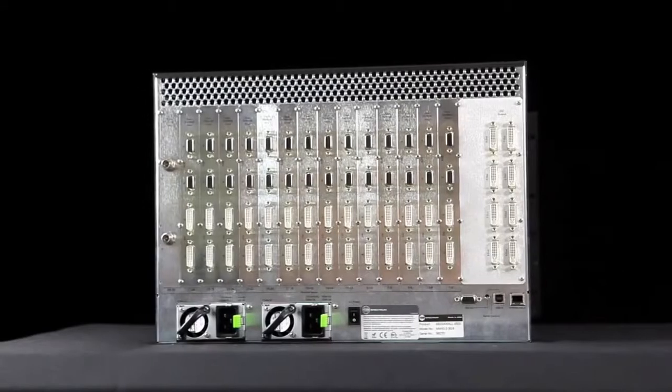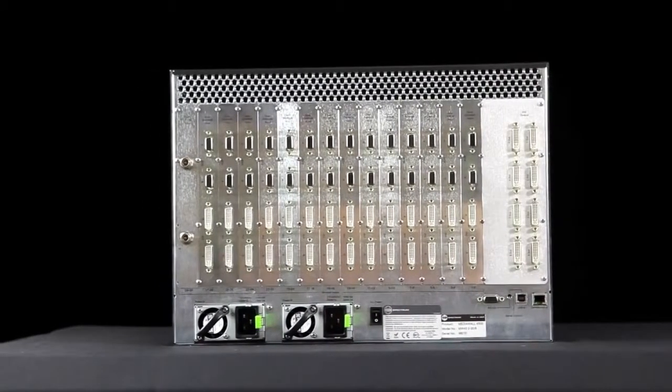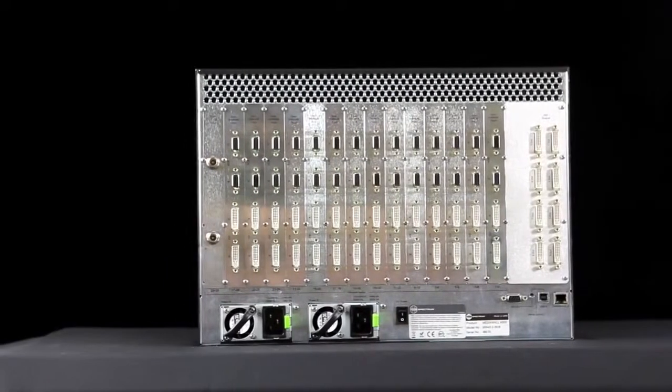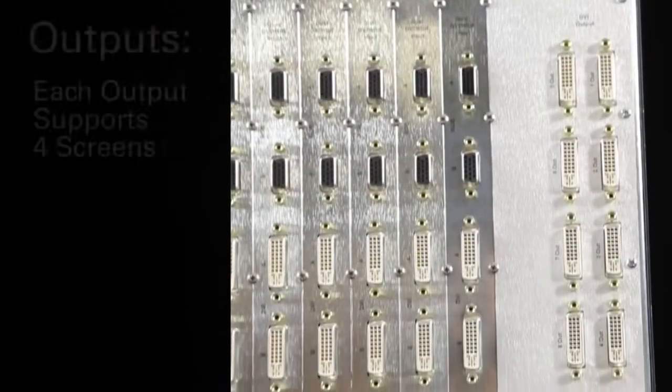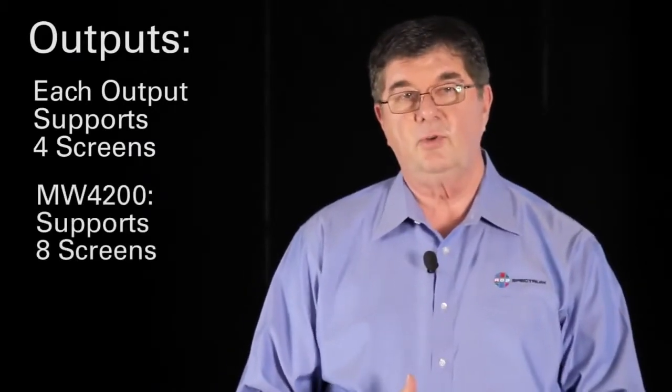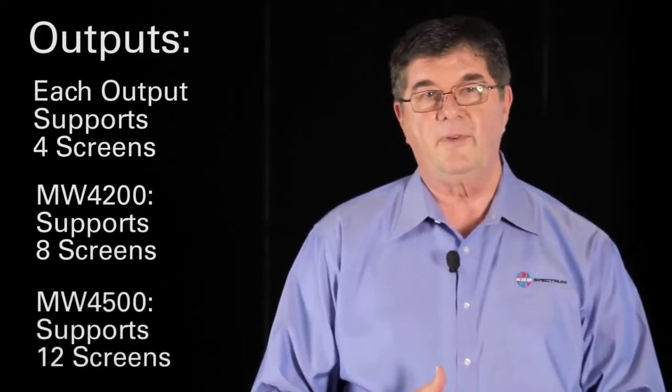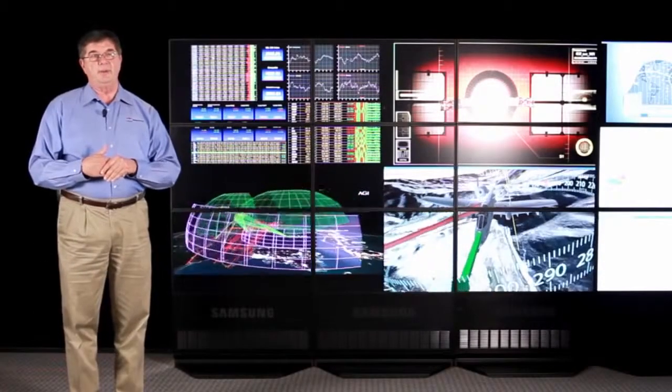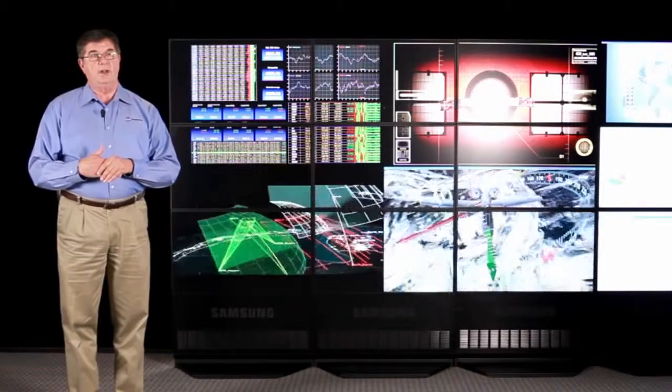For outputs, the MediaWall 4500 and 4200 use a quad output module. The 4200 supports up to 2 modules, and the MediaWall 4500 supports up to 3 output modules. Each module supports up to 4 screens. The MediaWall 4200 supports up to 8 screens, and the MediaWall 4500 supports up to 12 screens. The output modules support volume compensation and edge blending as well. In addition, each output provides 500 milliamps of 5-volt pin power for powering fiber optic devices to displays.